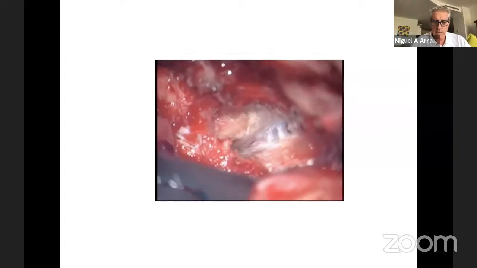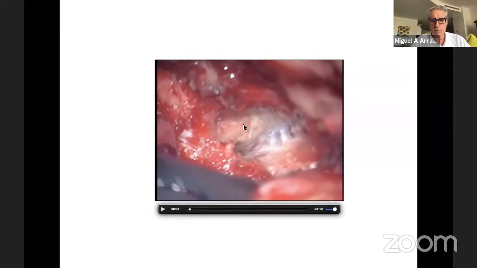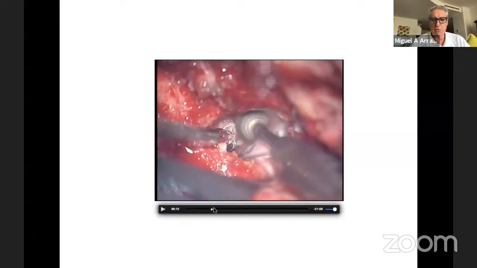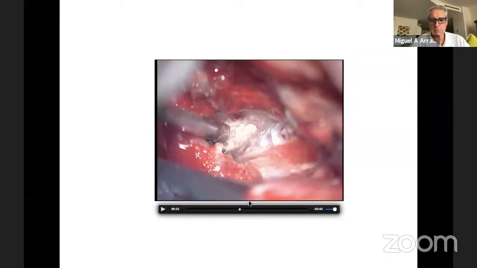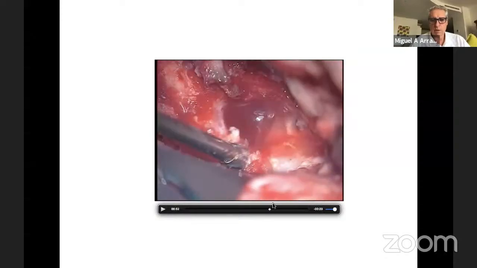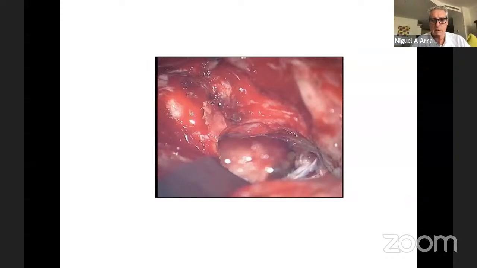So move around and we can see this is the third division. We have been exposing the dura of the petroclival region. This is the dura of the superior aspect of the temporal pyramid, and over here is the internal auditory canal. We have been drilling, we continue drilling. Okay, move to the next step.